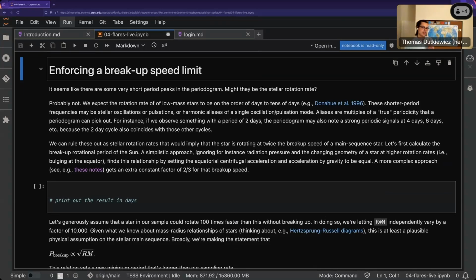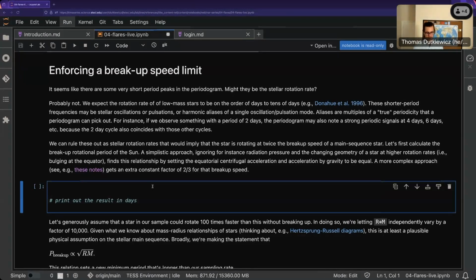We're going to use a slightly more complex approach, and you should definitely read these notes if you're interested in this, because it turns out if you take into account radiation pressure and also the fact that as a star spins, more material is going to end up on the equator, so that it gets kind of squashed, there's an extra constant factor of 2/3 that's going to show up in our code. With that caveat out of the way, we'll go ahead and set this up.